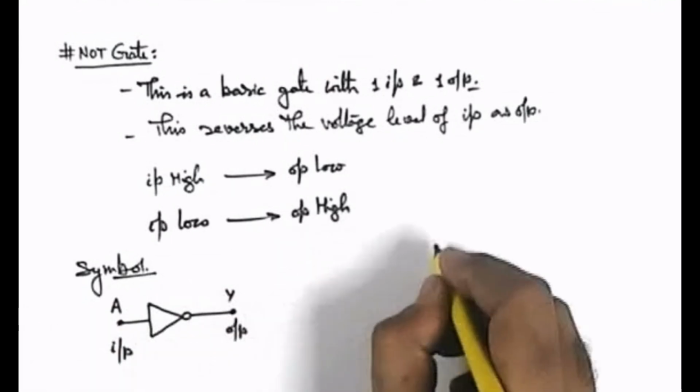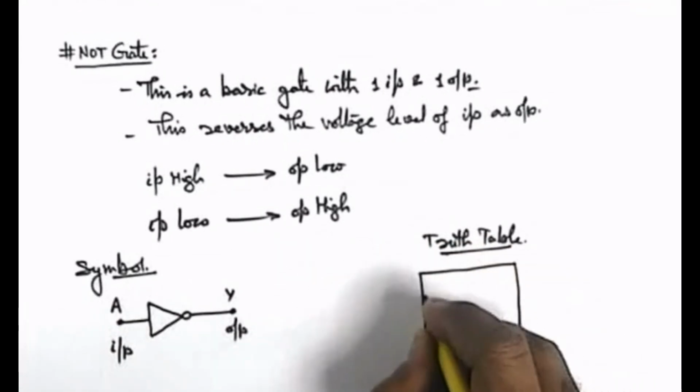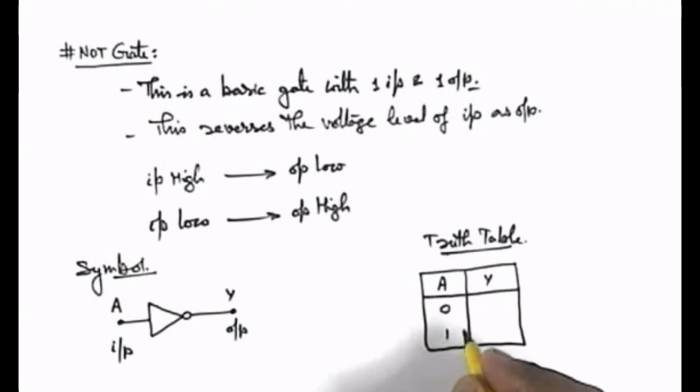Now for input and output end, if we draw the truth table, as we already written the logical analysis here, either 0 or 1. Now in this situation, when input is 0, the output would be 1. And when input is 1, that is in high state, output would be in low state.